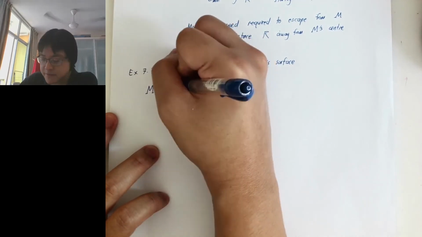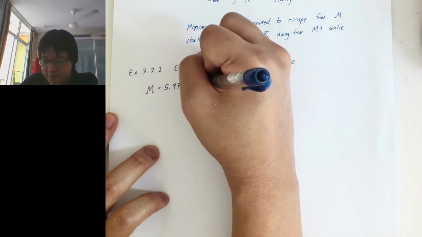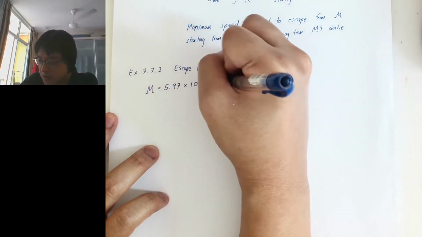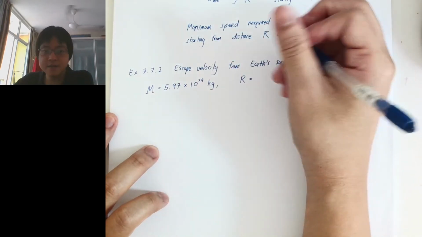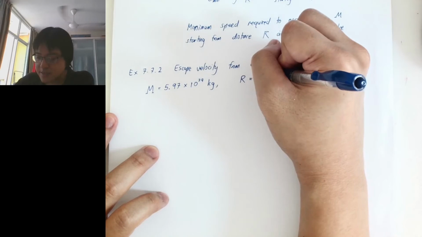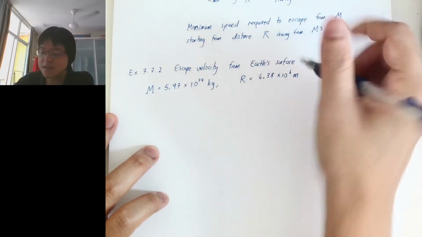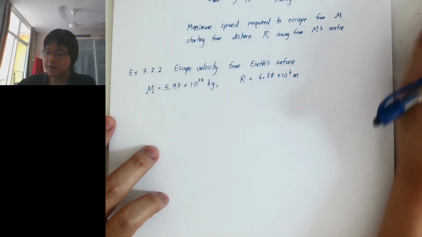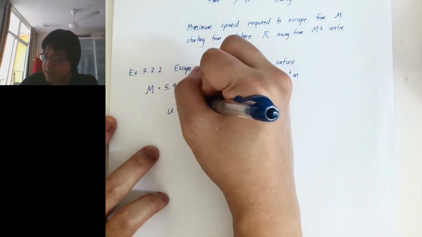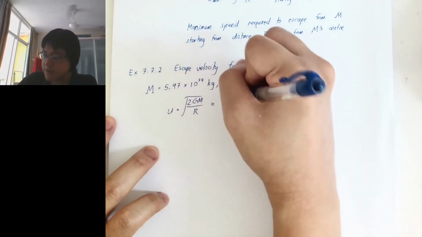So the mass of the Earth, we have used this in Monday's class already, is 5.97 times 10 to the power 24 kg, and if you want to escape from the Earth's surface, so the Earth's surface is at 6.38 times 10 to the power 6 meters away from the center of the Earth, right? So 6,000 kilometers away from the center of the Earth. So my escape velocity is given by this formula. So let's see what happens if I put in all these numbers.